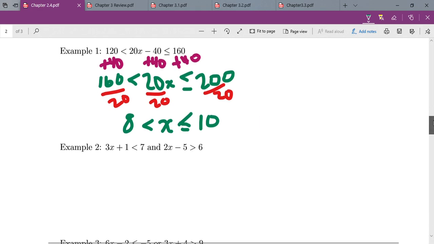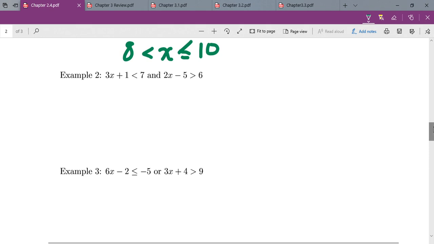Easy enough. Now example 2 says 3x plus 1 is less than 7, and 2x minus 5 is greater than 6. So let's solve this out and see what it looks like. Now, and means they have to happen at the same time.